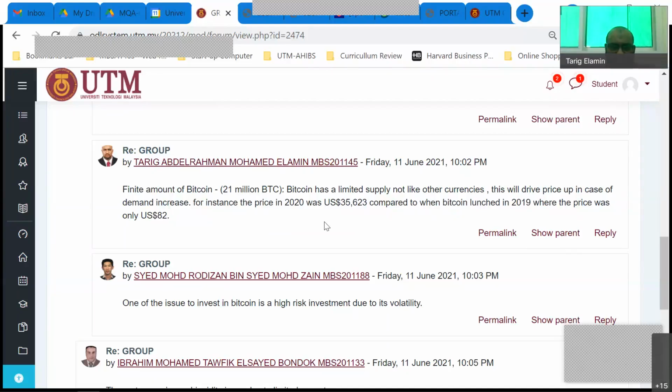Another issue in Bitcoin is its volatility. It can swing up or down very fast. So it's very high risk for investors to invest in Bitcoin. Last time we noticed that common stock is the most volatile security in the market, but now we can see that Bitcoin is beating the common stocks in volatility, because there are still a lot of uncertainties in Bitcoin.